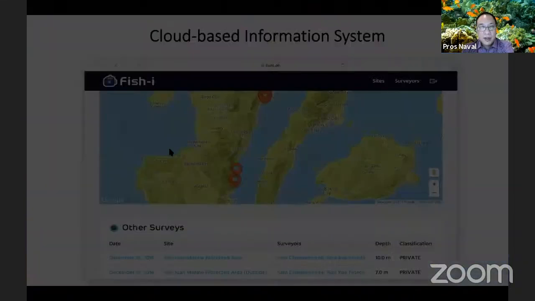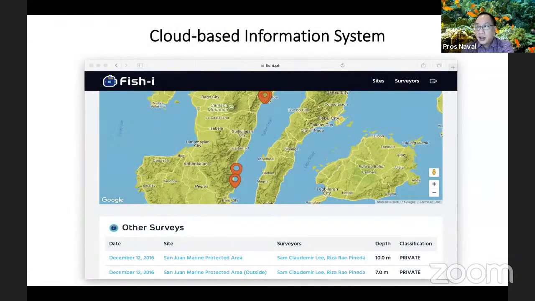So this is your cloud-based information system. The fish videos and processed information are geotagged, and they are all stored there for researchers and marine protected area administrators to analyze later on, so they can do comparisons between sites. They can do comparisons and analyze time series data.